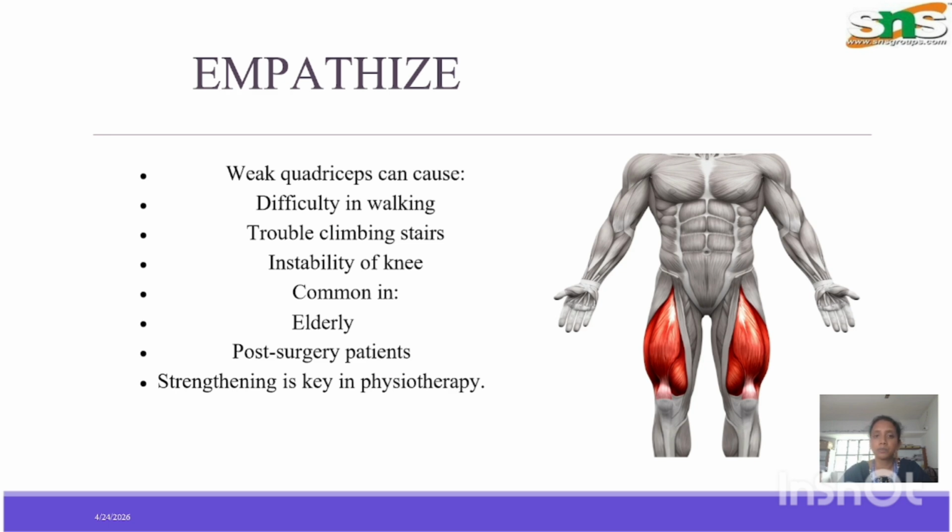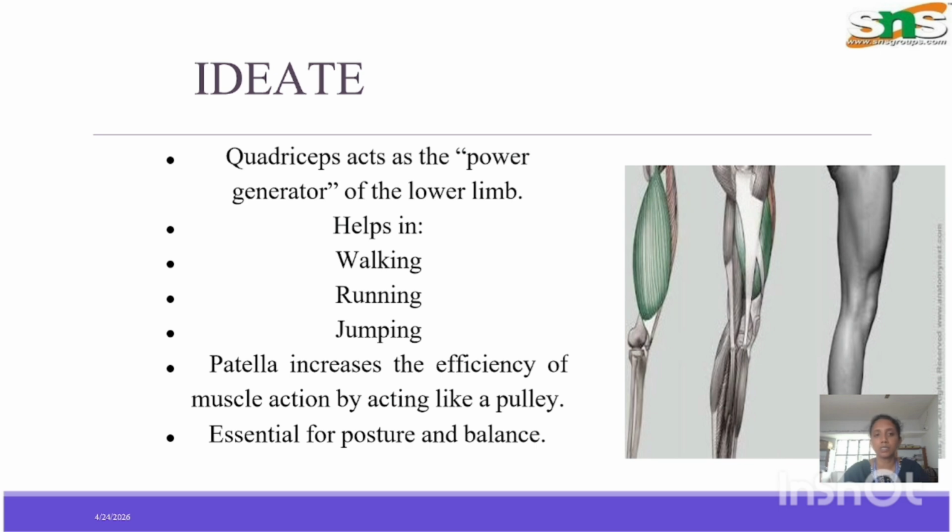Difficulty in standing up, difficulty in walking, trouble in climbing stairs, and instability of the knee are commonly seen in elderly and post-surgery patients. In that case, strengthening of the quadriceps muscle is a key point in our physiotherapy role. So in such cases, we need to emphasize the quadriceps muscle and its strength. Quadriceps act as a powerful generator of the lower limb, a power generator. Yes, it helps in propulsion during walking, running, and jumping.